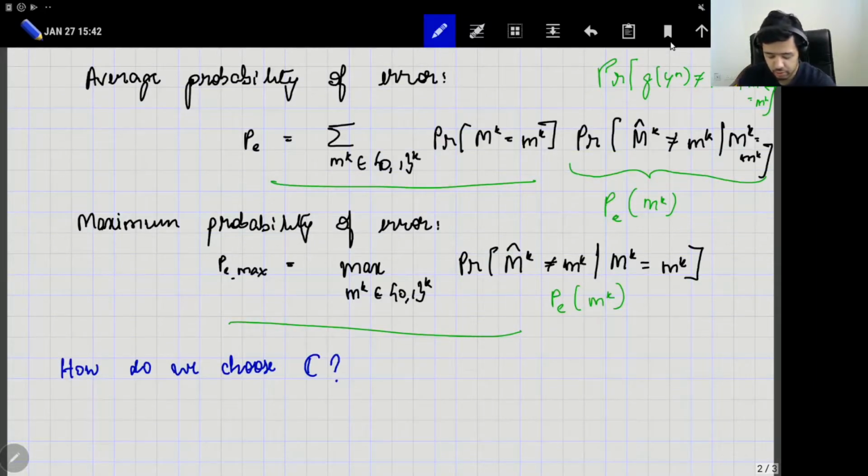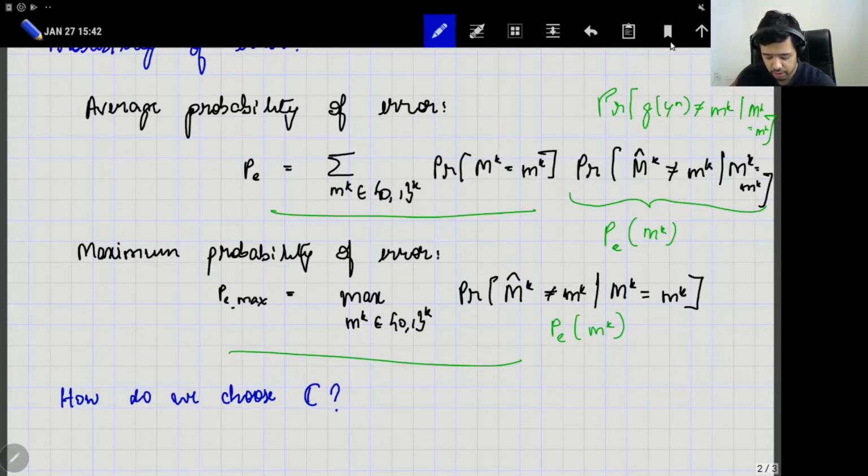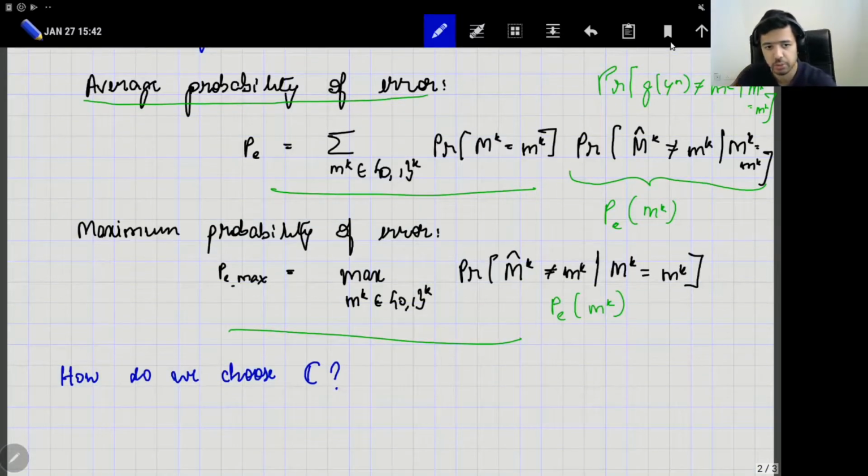It turns out that although these are two different metrics, the average probability of error and the maximum probability of error, the capacity of any discrete memoryless channel remains the same. So the capacity of a DMC with average probability of error turns out to be the same as the capacity of a DMC with max probability of error. Since this is the case, we will analyze the performance of codes with average probability of error. All we want is that the rate should be as large as possible and the average probability of error should be vanishing with n.